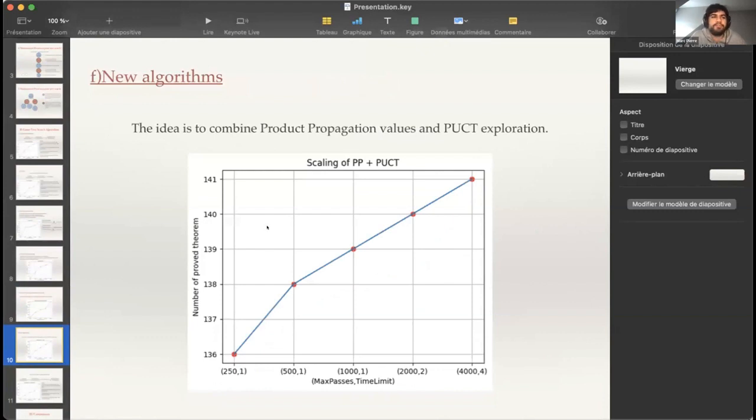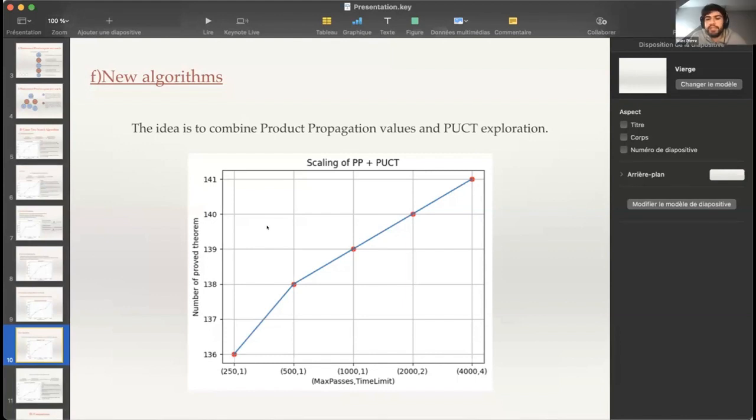The idea is just to combine the product propagation value with the PUCT exploration. Why? Because with this approach, we keep the aspect of probability, but with a bounded exploration.